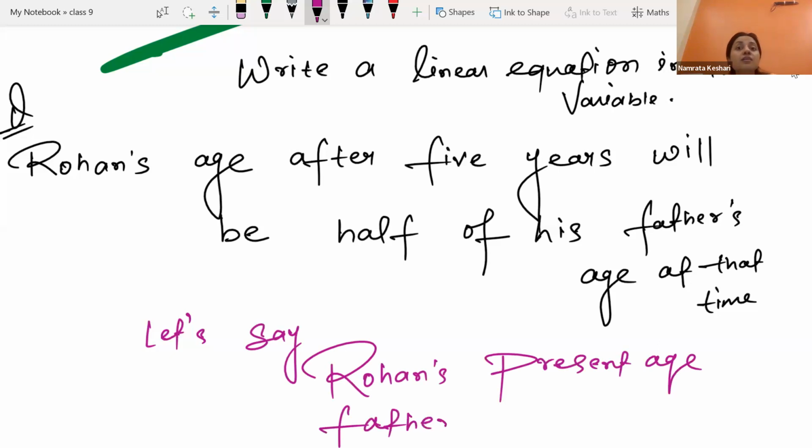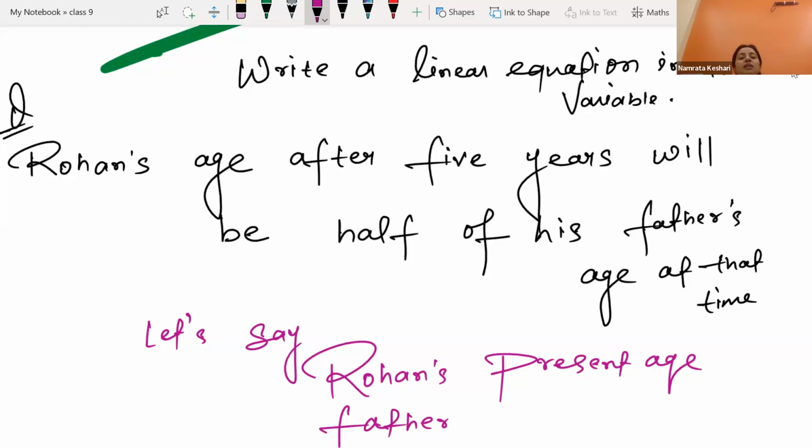No matter what is written in the question, you will start your assumption from the present age. Whatever be the name of the person, if it is Rohan, if it is Sneha, whatever, okay, if two people are there, if three people are there, whatever be the number of persons, you have to start from the assumption of the present age.